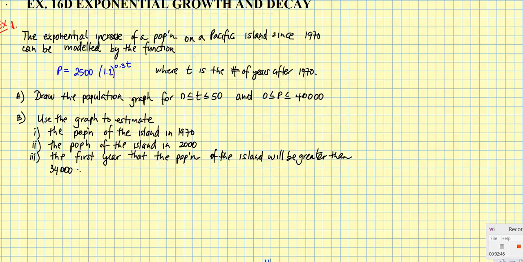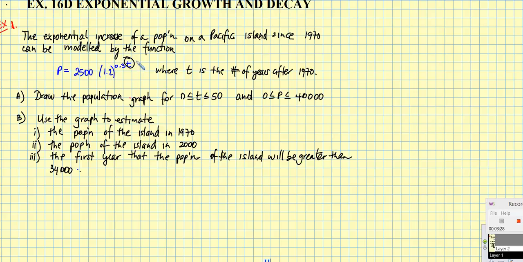All right, so let's take a look at our first example. It says, the exponential increase of a population on a Pacific island since 1970 can be modeled by this function. So we know that the population increase is equal to 2,500 times 1.2 raised to the power of 0.3t, where t, which is found in the exponent, is the time. So we're looking at time.